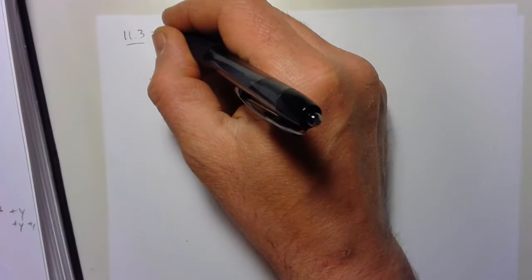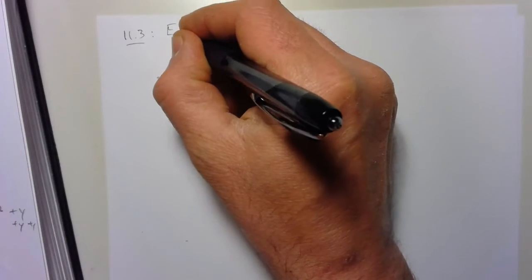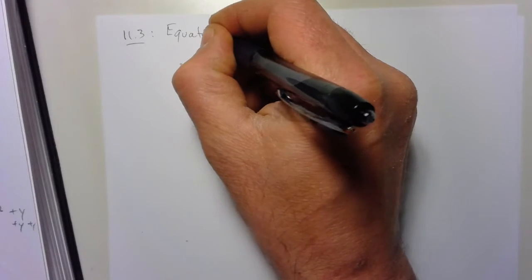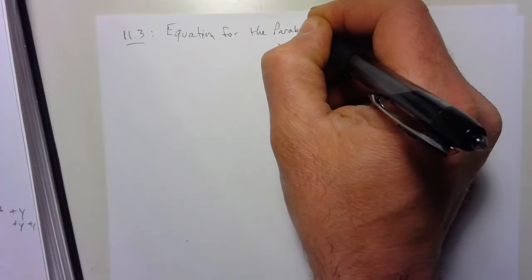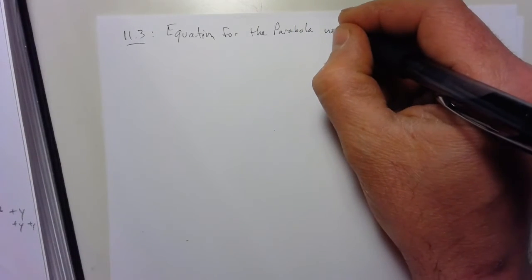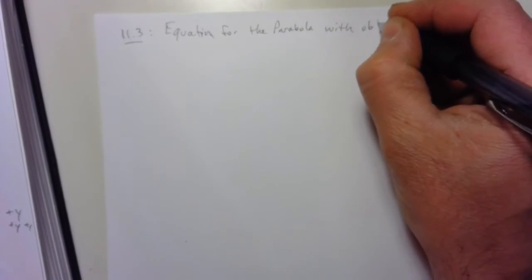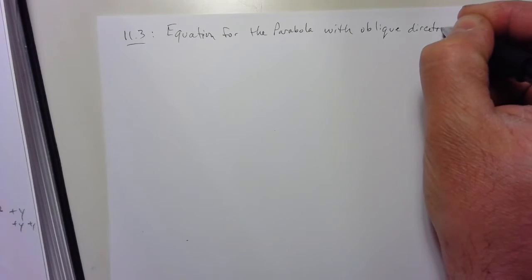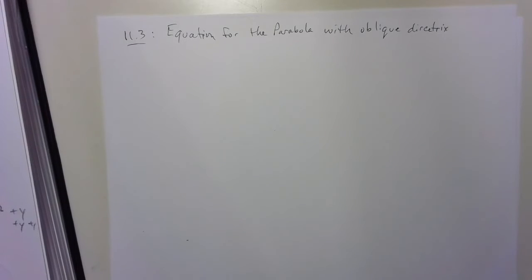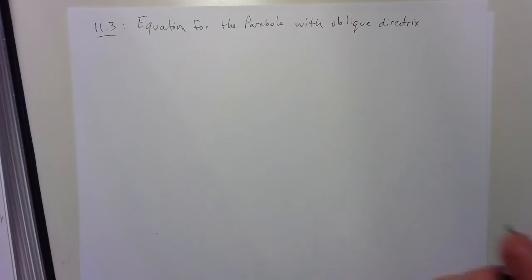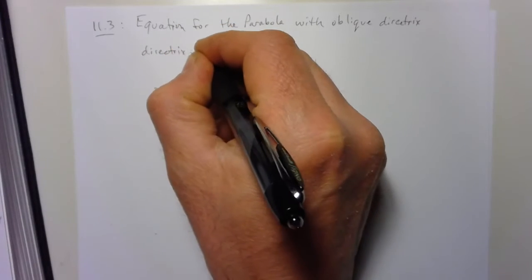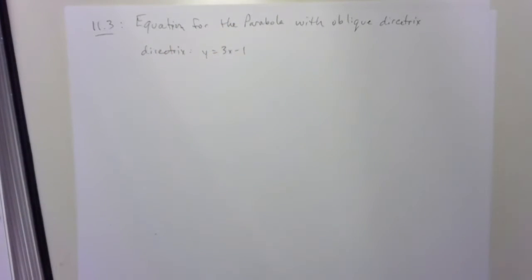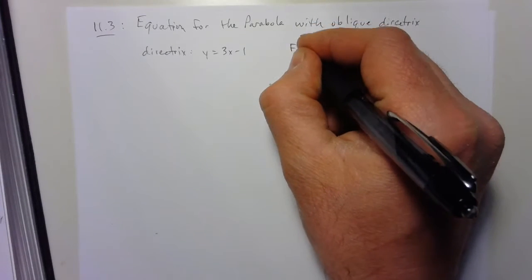So for this one, we're going to look at finding the equation for the parabola, in this case with an oblique directrix. Oblique means that it's neither horizontal nor vertical, right? That's slanted in some way, shape, or form. So let's say that our directrix is going to be y equals 3x minus 1, and our focus is going to be (3, 2).